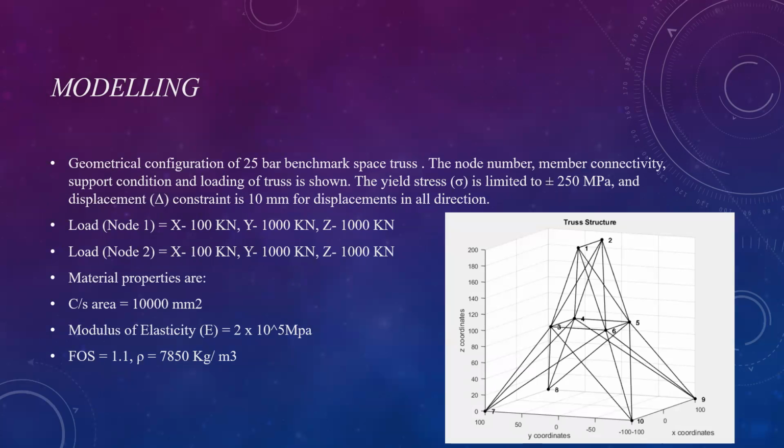Coming to the modeling part, the geometrical configuration of the 25-bar benchmark space truss, the node number, member connectivity, support conditions, and loading of the truss are shown. The yield stress sigma is limited to plus or minus 250 MPa, with a displacement constraint delta. Another question is given with a load at node 1 and a load at node 2. And the material properties: cross-sectional area is 10,000 square millimeters and modulus of elasticity is 2 into 10 power 5 MPa.